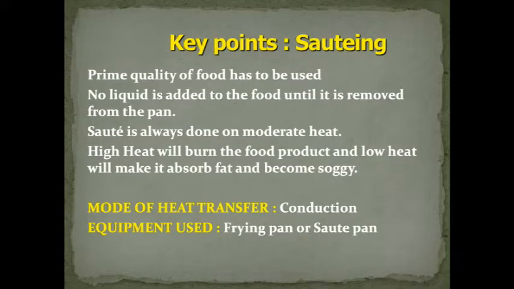Okay. Generally no liquid is added. It's only a little bit of oil, and you're just sauteing it. It is done on medium or moderate heat. If you're using high heat to make something jump, that is known as stir fry. I'll come to that later. Mode of heat transfer is conduction. Equipment used is a frying pan or saute pan.